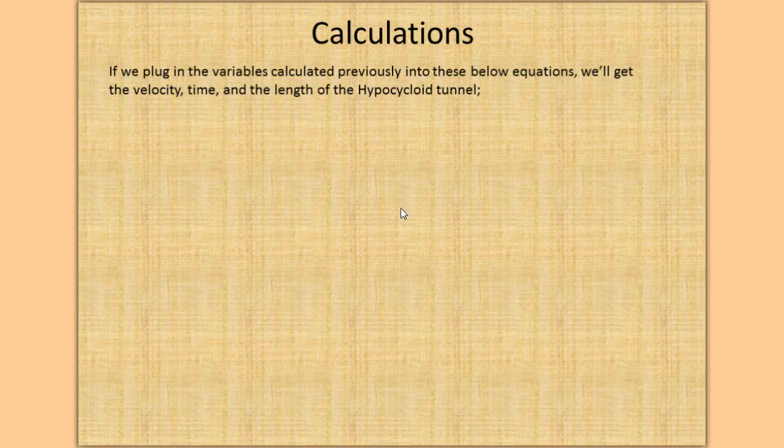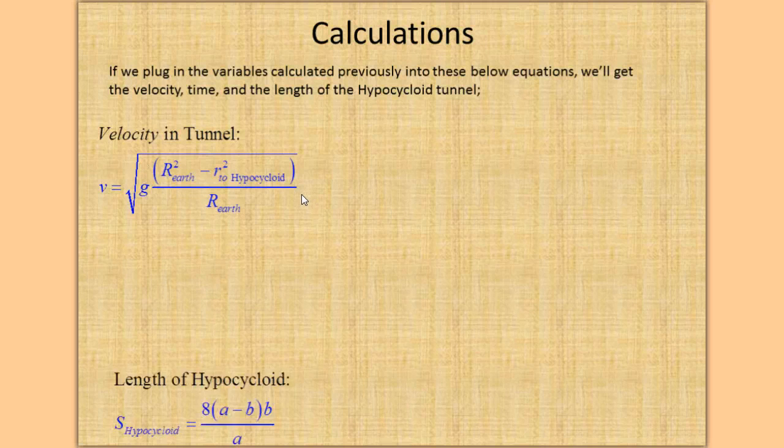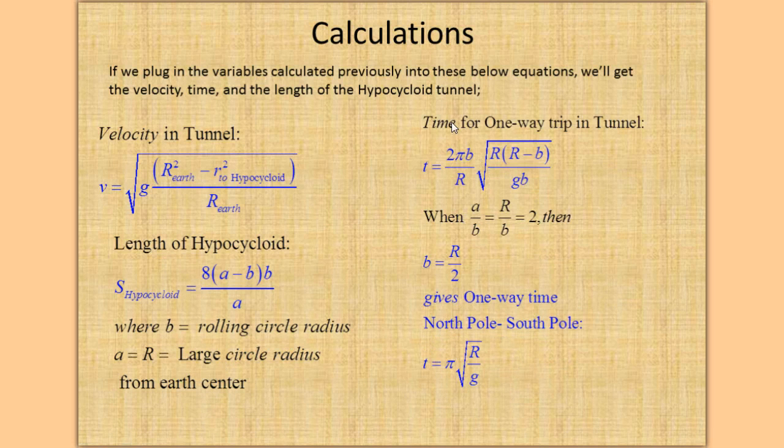If we plug in the variables calculated previously into these below equations, we'll get the velocity, the time, and the length of the hypocycloid. The velocity, here's our velocity equation. Here's our length of our hypocycloid, where b and r. And here's the time for a one-way trip in the tunnel, which is 2 pi b over r, times the square root of r times r minus b divided by the gravity divided by b.